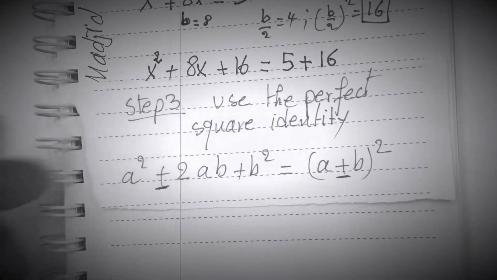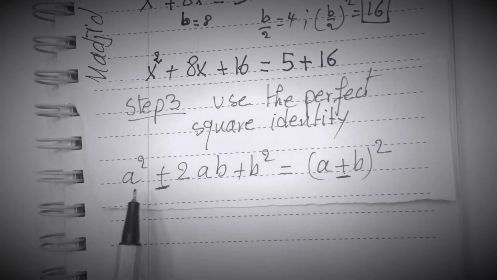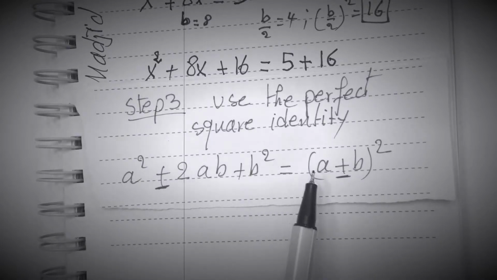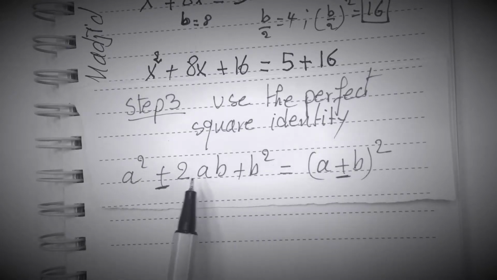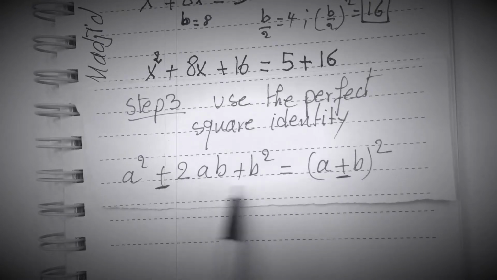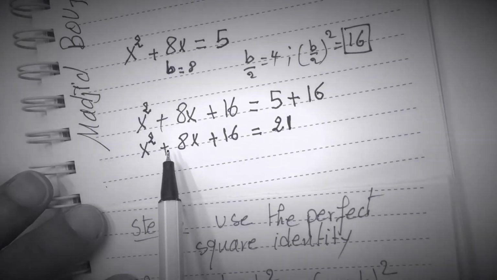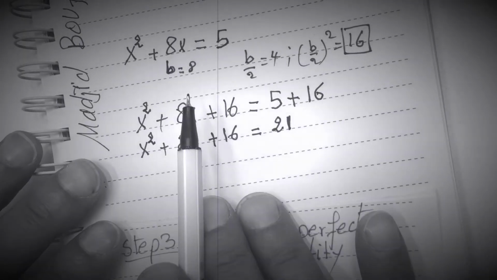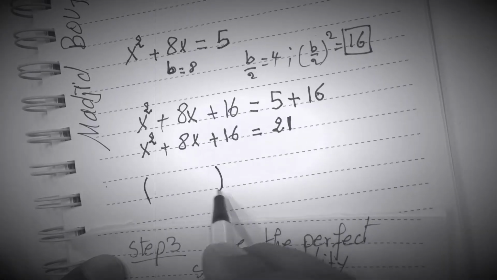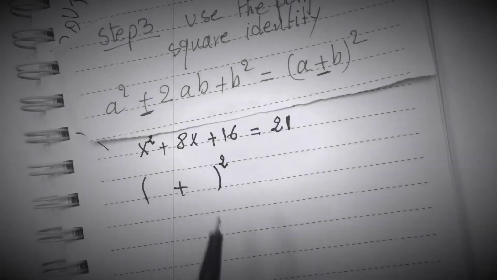Now we go to step 3. We have to use the perfect square identity. This is the identity: a squared plus or minus 2ab plus b squared equals the perfect square. As you can see, make sure plus when it's plus and minus when it's minus. Okay, this is the identity. So we use it for our quadratic. So we get a bracket, we get plus because we have plus in the middle, and it's squared.